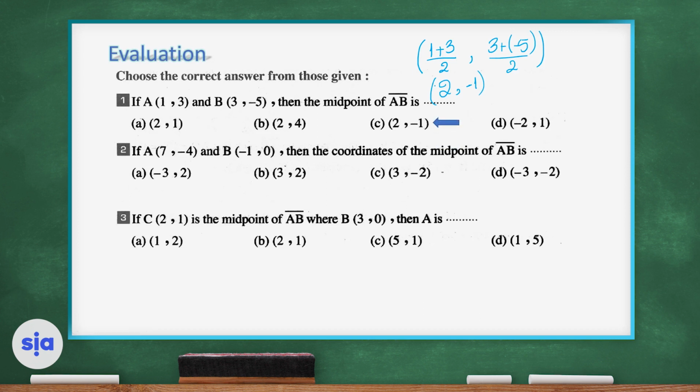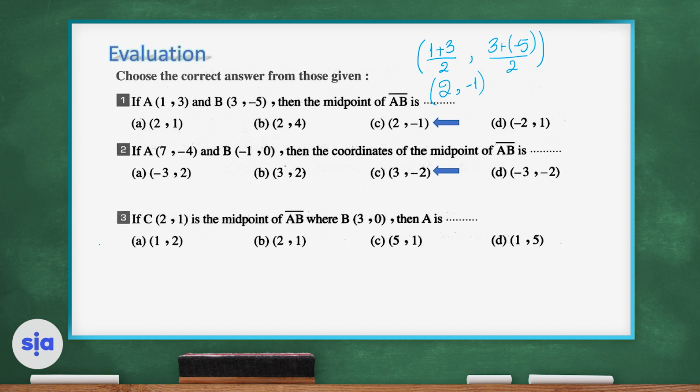Question 2. If A has coordinates (7, -4) and B has coordinates (-1, 0), then the coordinates of the midpoint of segment AB is, we're going to do it the same way that we answered question 1, and the correct answer will be choice C. In question 3, if C, that has coordinates (2, 1), is the midpoint of segment AB, where B has coordinates (3, 0), then what are the coordinates of point A?